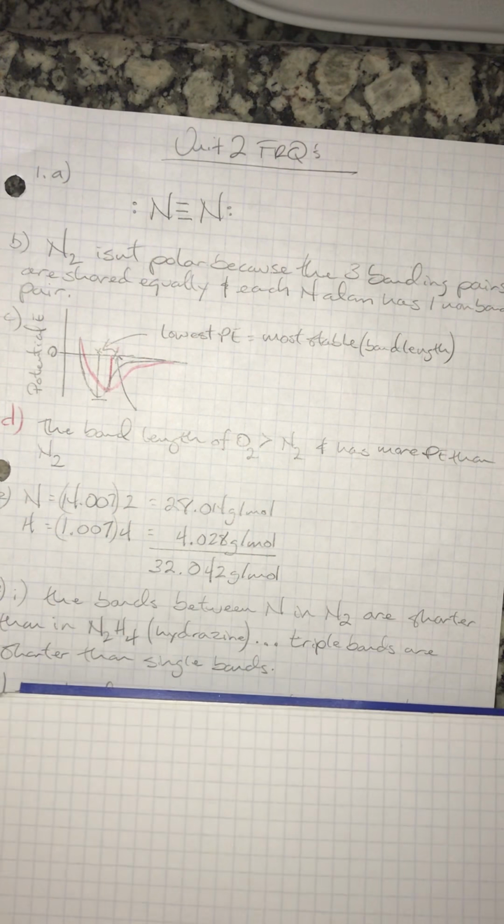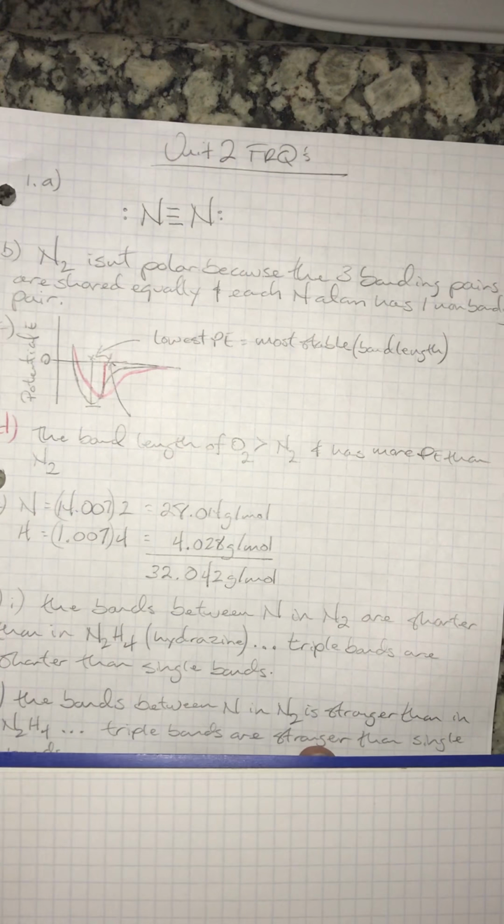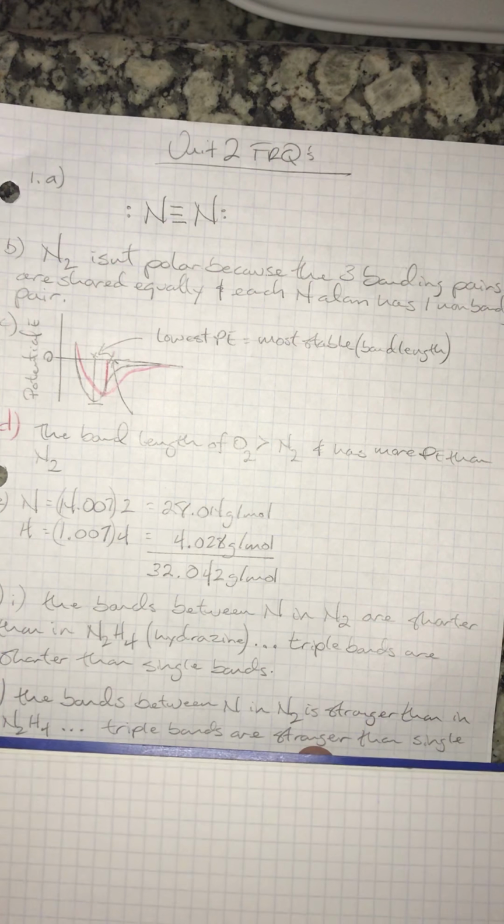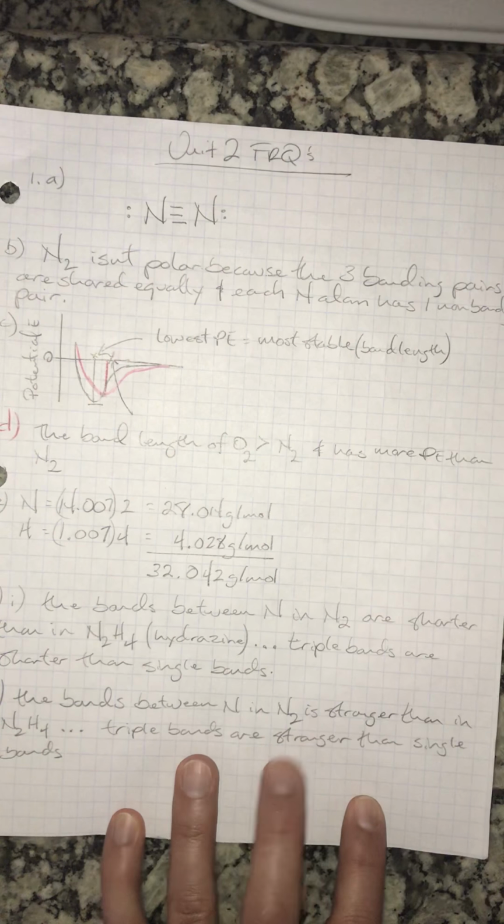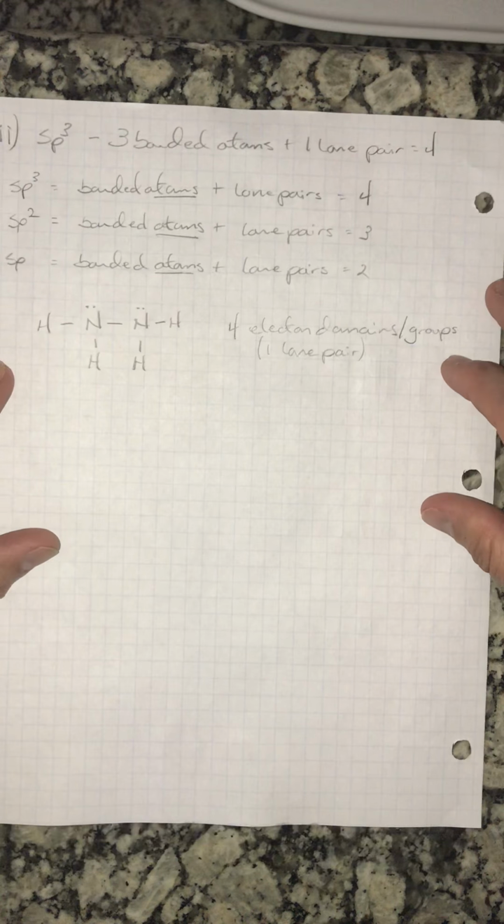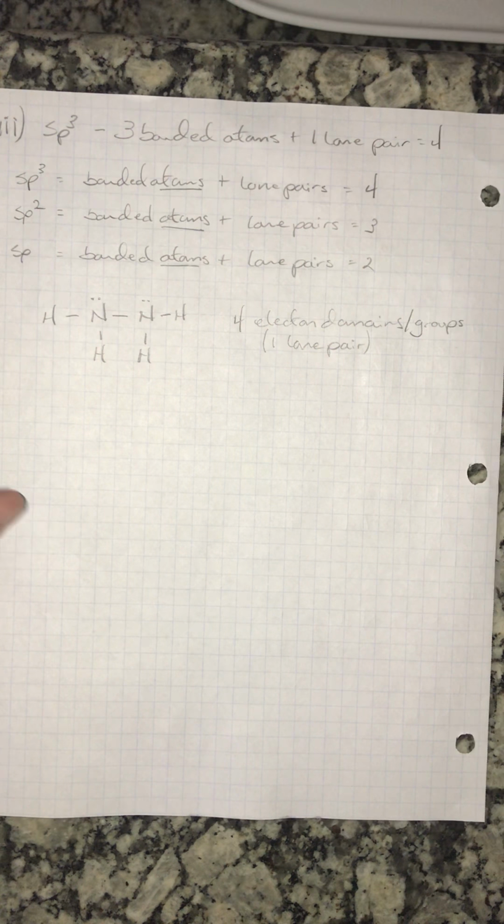Well, the answer is the bonds between nitrogens in N2 are shorter than in N2H4 because triple bonds are shorter than single bonds. Then part F2: the bonds between nitrogens in N2 are stronger than they are in hydrazine because they are shorter. So that makes them stronger than single bonds. And then part 3, it is sp3 hybridized as far as nitrogen is concerned.